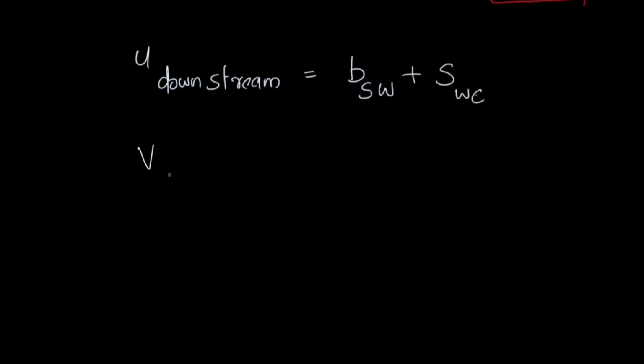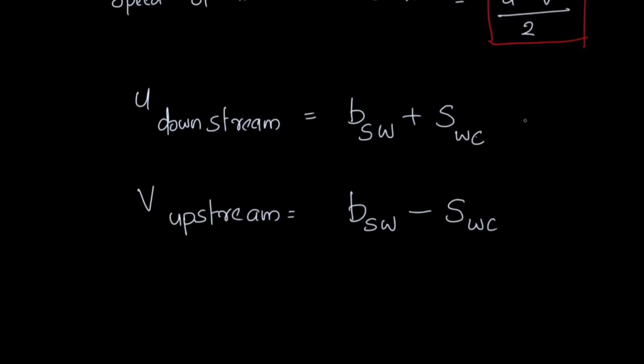Then v is the speed of the boat in upstream. The boat speed in still water is opposed by the speed of the water current, so its speed is reduced in upstream. So v is equal to boat speed in still water minus speed of the water current. These two equations are written above, equations 1 and 2.